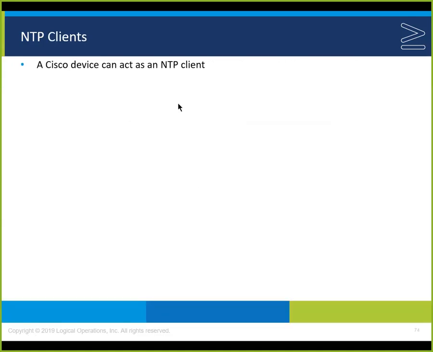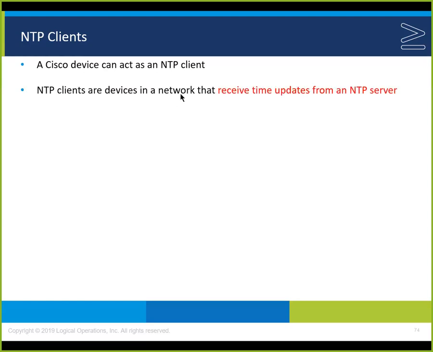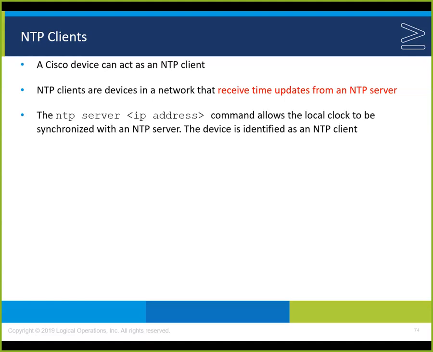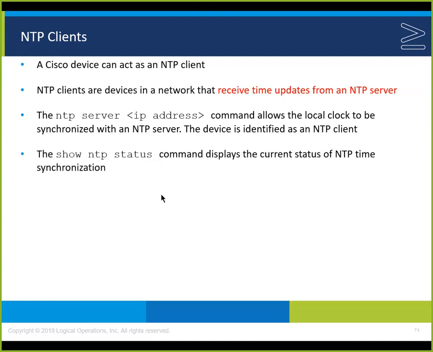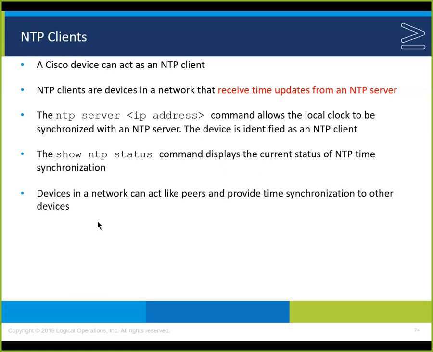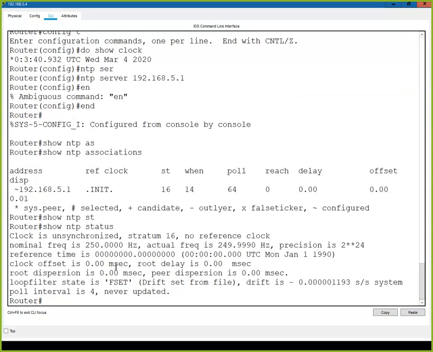The client, a Cisco device or any other device, can act as a client to receive the time updates from the NTP server. The NTP server IP address, we saw that in the configuration, allows the clock to be synchronized to the NTP server, and then the server is identified as a client. Show NTP status displays the current status of the NTP synchronization that goes on with these things. And let's see if this one's done anything yet.